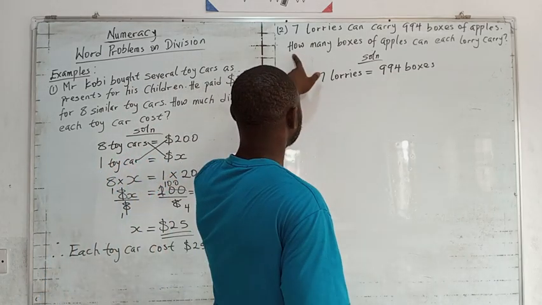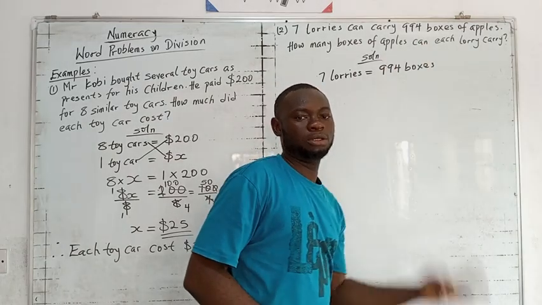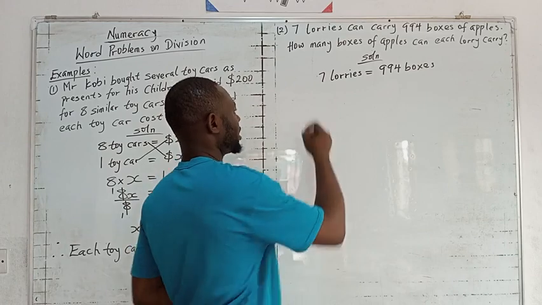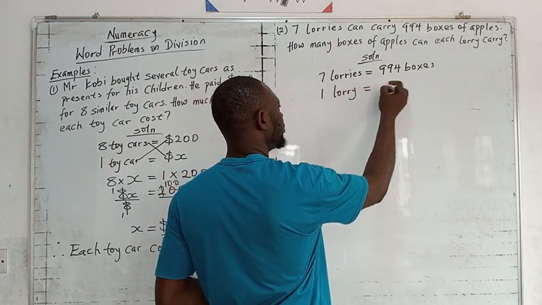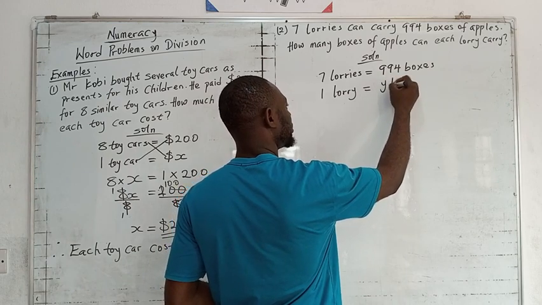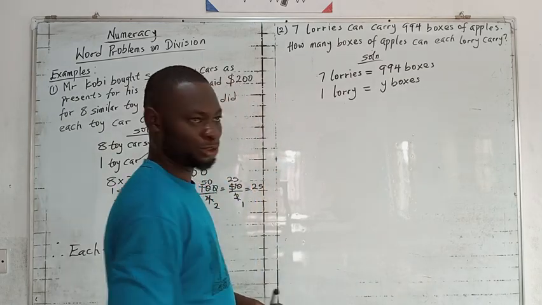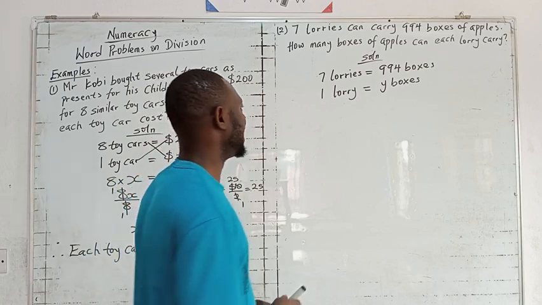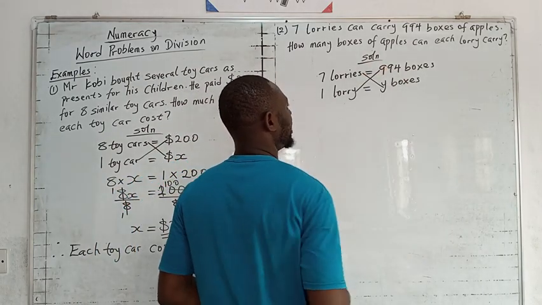Then the question now says, how many boxes of apples can each, remember, each is a singular word, one. So we can now say one lorry can carry what? Let's use Y boxes. We always introduce a variable Y. So what do we do here? We cross multiply. So here we multiply, here we multiply.